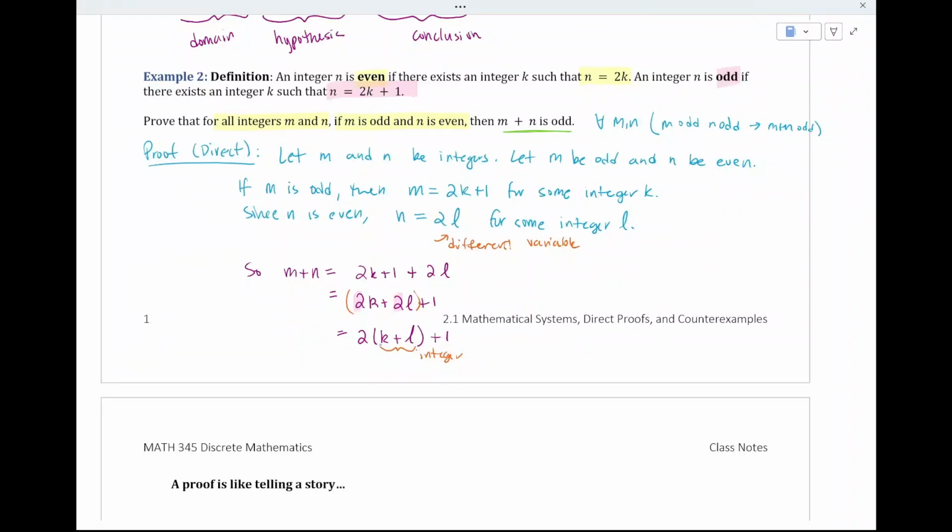And now you can see I could replace this with something else, maybe like m. Well, I can't use m. I could replace it with another letter, but I think I'm starting to see that this is 2 times an integer plus 1. That is the same form as something that's odd up here. So I've actually proved it already. I'm going to say hence m plus n is odd.